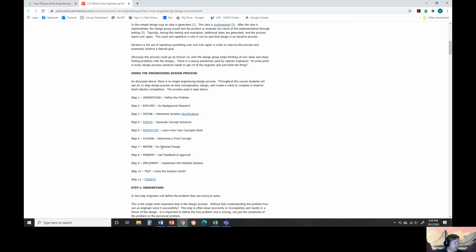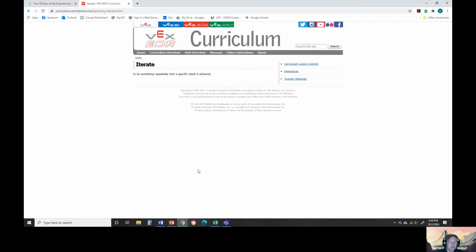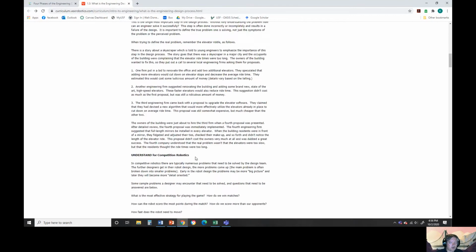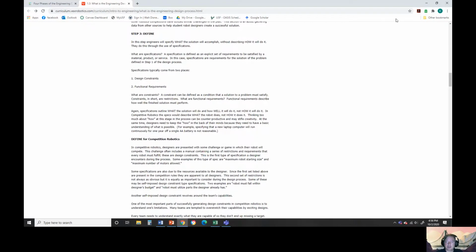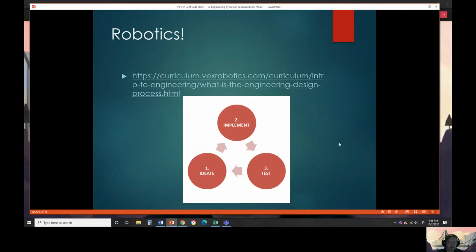Present it, get feedback from others, get approval in that case, or see what others say about it. And maybe then you need to go back and modify it again, but then actually implement the solution, test it. Does it work? And again, when we go to iterate, you can see all the different steps is to do something repeatedly until a specific result is achieved. So you can go through, and they go through every step with it. I'm not going to do that with you, but you can go through and do that if you want to.